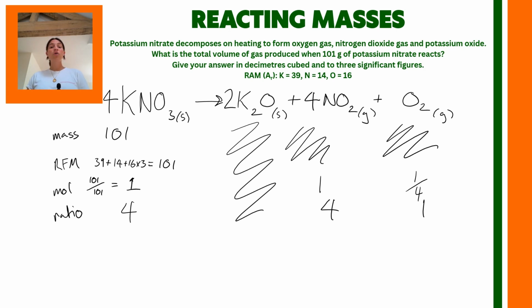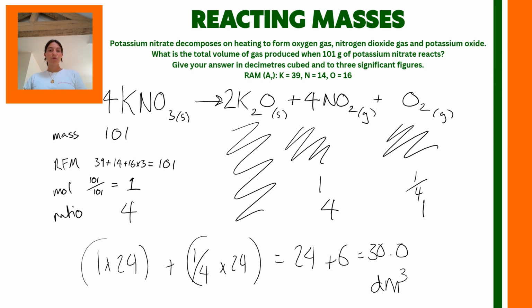And now I've got the number of moles for both of my gases, I need to remember what volume that number of moles of gas takes up. And that's when I remember in my head what I need to do is the number of moles multiplied by 24, because it's asked for my volume in decimeters cubed, to get the volume. So I've got 1 times 24 there for my nitrogen dioxide gas, and then I've got 1/4 of a mole times 24 there for my oxygen, and that gives me 24 plus 6 is 30 decimeters cubed.